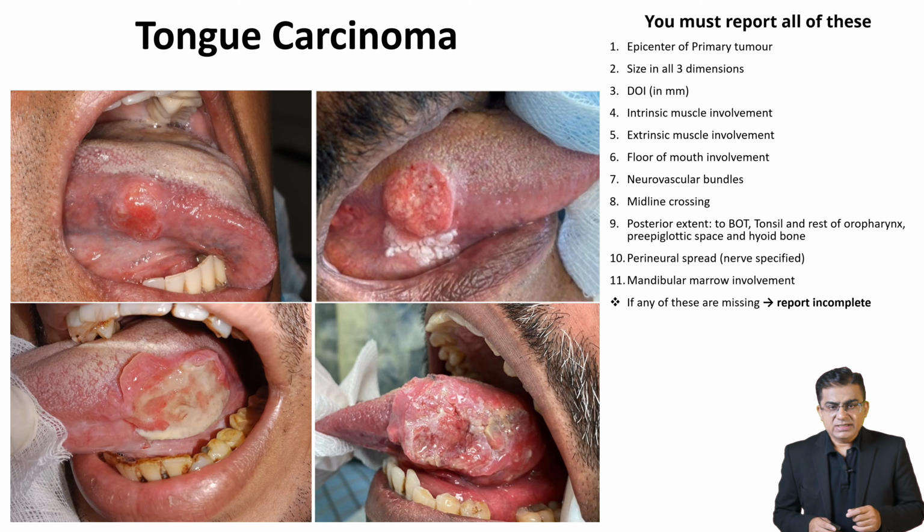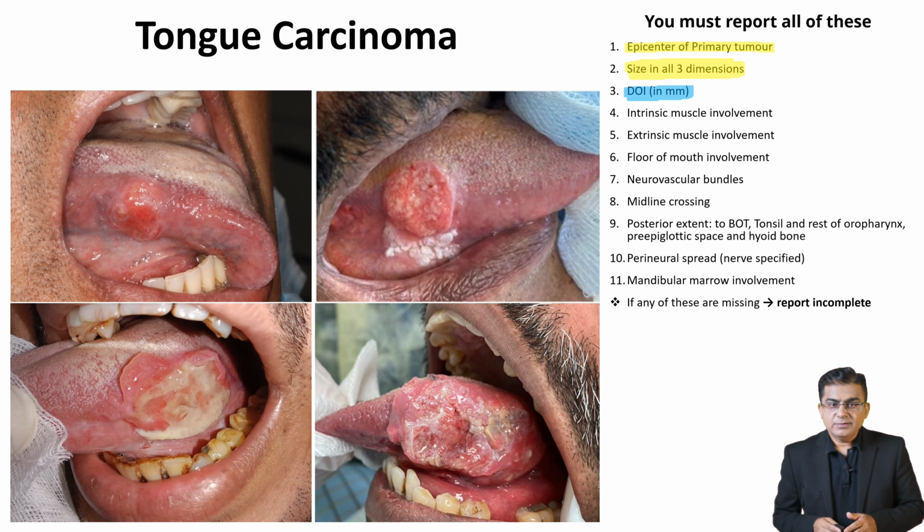We need to pinpoint the exact epicenter of the primary tumor. Whether it is the lateral border of tongue, dorsal surface of tongue, ventral surface of tongue, or tip of the tongue. We need to measure the precise size of the primary tumor in all 3 dimensions for accurate AJCC T-staging. We absolutely must calculate the exact depth of invasion or DOI because that directly dictates our T-stage and the need for elective neck dissection.